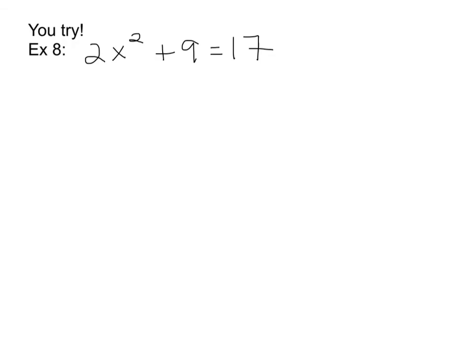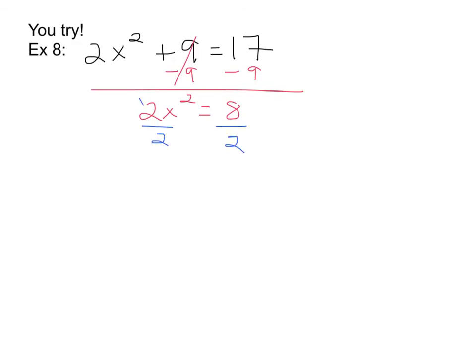Press pause, and I want you to solve 2x squared plus 9 equals 17. You need to isolate your x squared, so the first step is going to be subtracting 9 from both sides. So 17 minus 9 gives me 8. Then I have to get rid of my 2 that's in front of my x squared. So that leaves me with x squared equals 4. And then to undo your squared, you take the square root of both sides, and the square root of 4 gives you an answer of positive and negative 2.